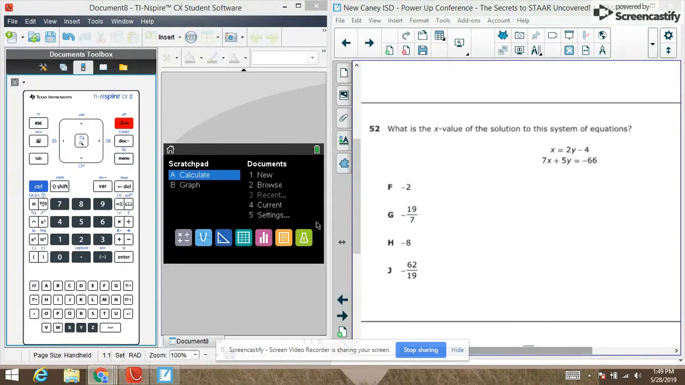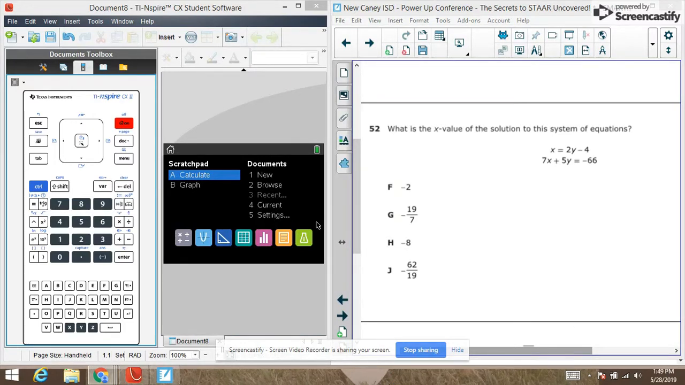Today we're going to look at TI-Nspire Calculator hacks that can be used to help master the Algebra 1 STAAR EOC test. Let's get started on a video on how to use solving systems of linear equations.